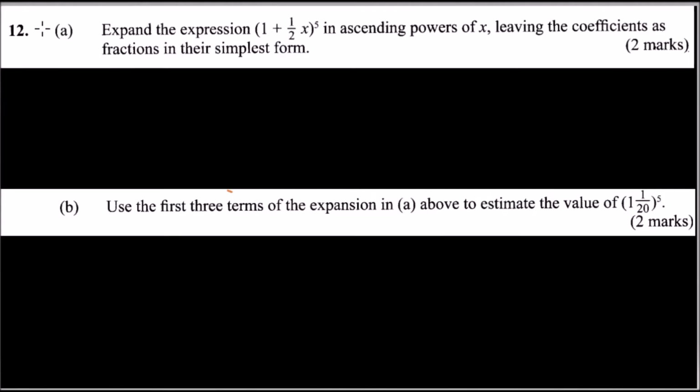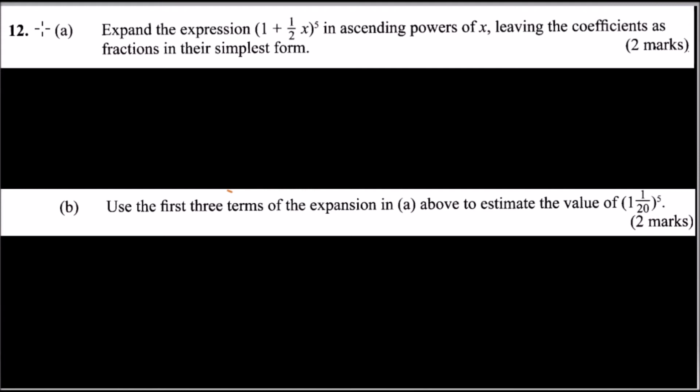Question number 12, we are told: A, expand the expansion 1 plus a half x to power 5 in ascending powers of x, leaving the coefficients as fractions in their simplest form. You get 2 marks.